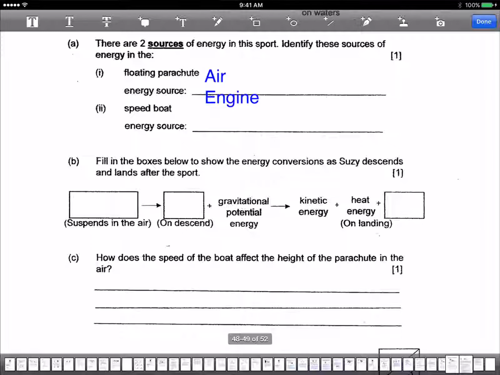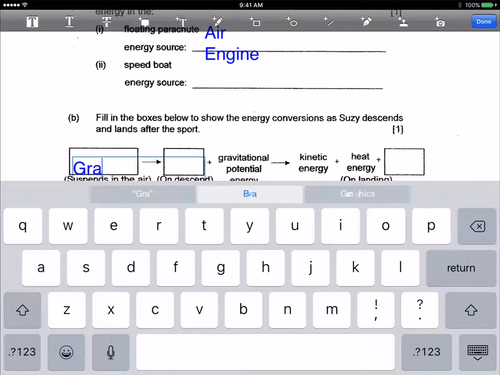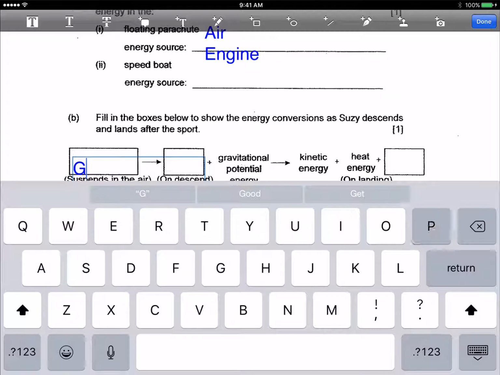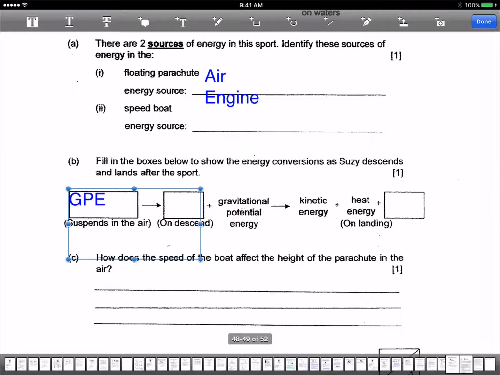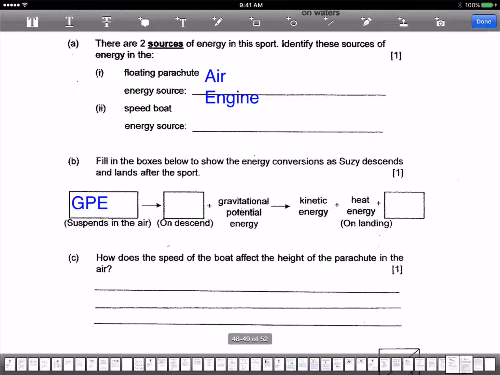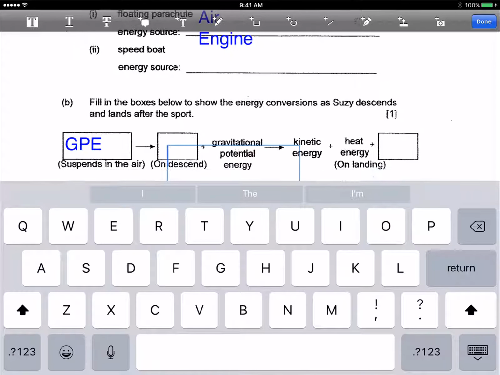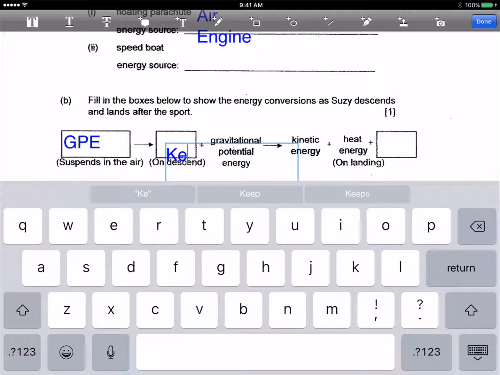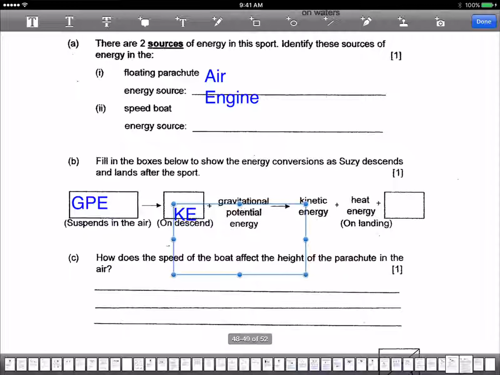Fill in the boxes to show the energy conversion as Susie descends and lands after the sport. Okay, first one, suspended in the air. So the first one is gravitational potential. But during the actual exam, you're supposed to write the whole thing, right? Then converts to kinetic. Then the last one, heat plus sound. Yeah.